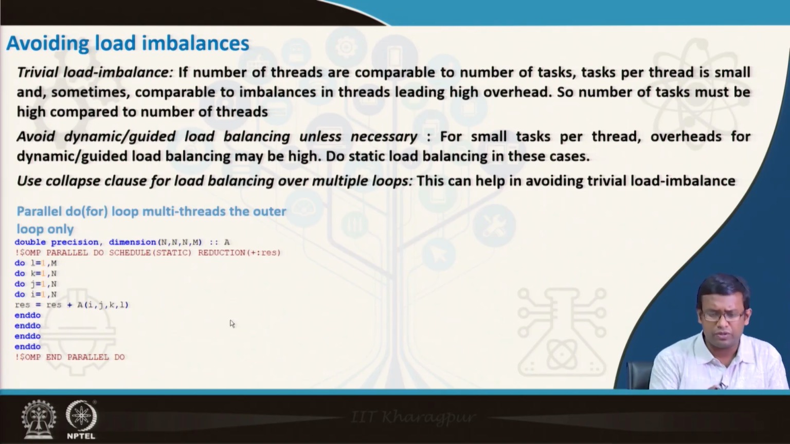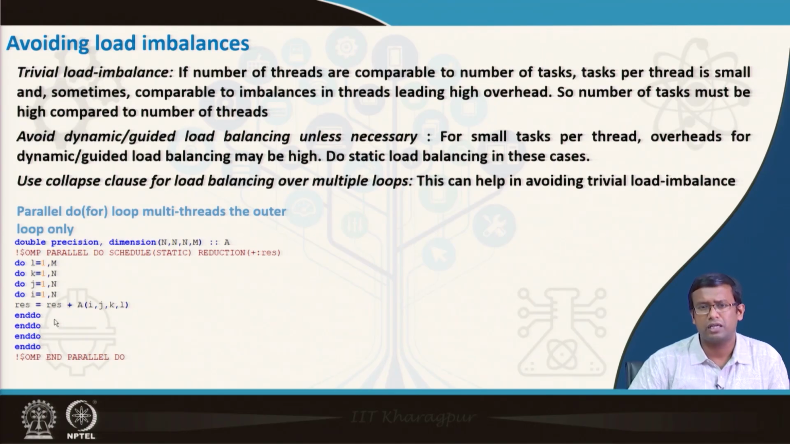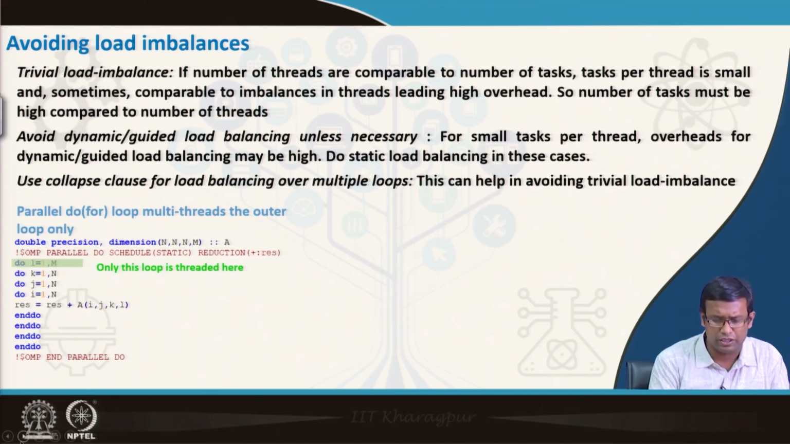In case we are using a parallel do loop over multiple loops, and we are not doing nested parallelism, we are doing simple parallelism with one parallel do loop. So, what happens when these nested loops are parallelized? OpenMP by default takes the first outer loop and parallelizes the iterations in that loop. The internal loops are the same for each of the threads. So, threads are assigned only to the first loop; only this loop is threaded here.